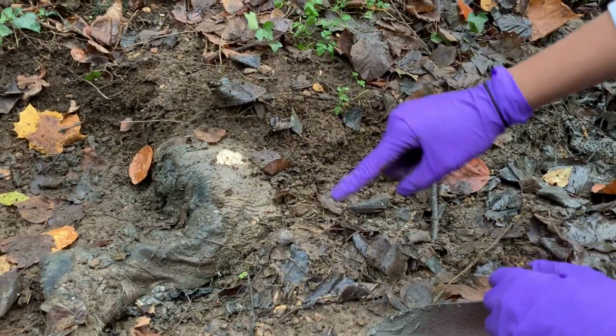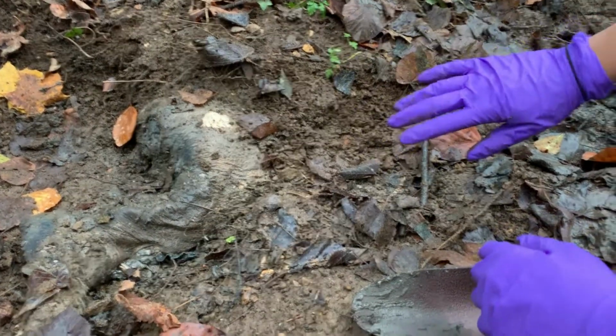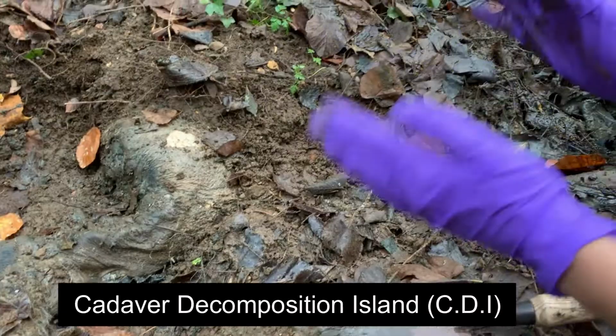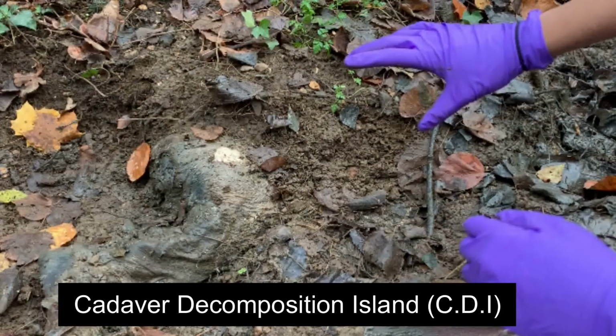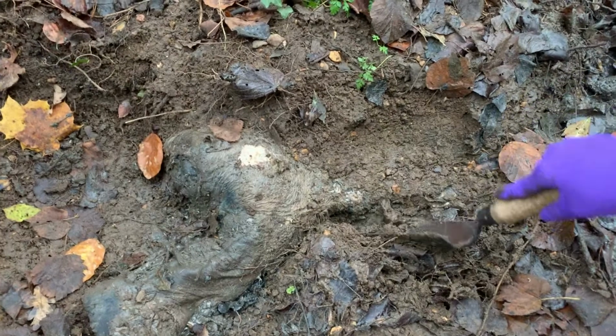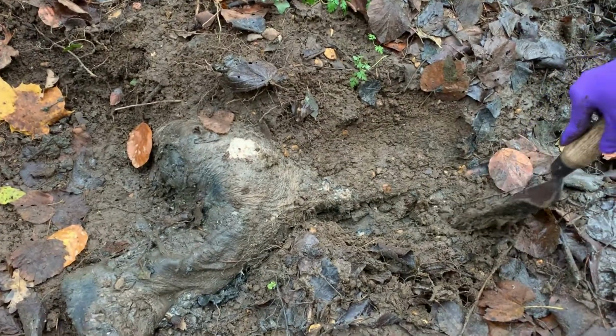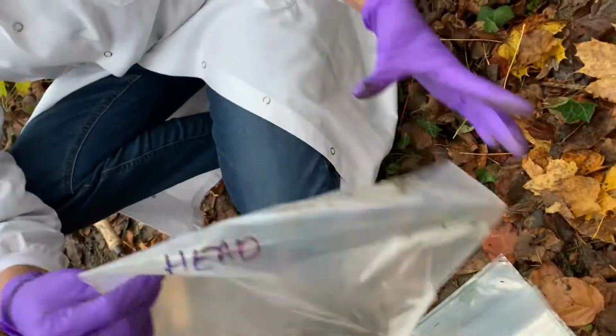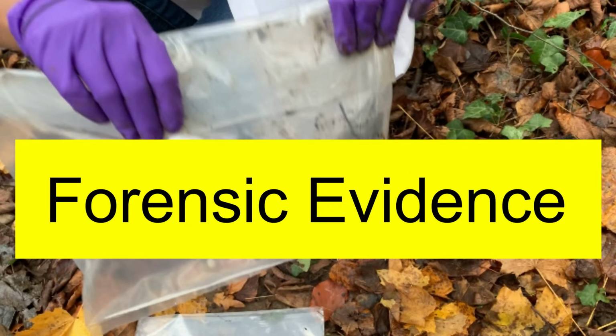The soil around and beneath a decomposing body forms a highly nutritious hotspot known as a cadaver decomposition island, which inhabits a large and diverse abundance of different invertebrate species such as flies, beetles, and mites. By collecting the soil around the body, we can analyze which species of invertebrates are present, as they can be used as forensic evidence in time of death estimations.